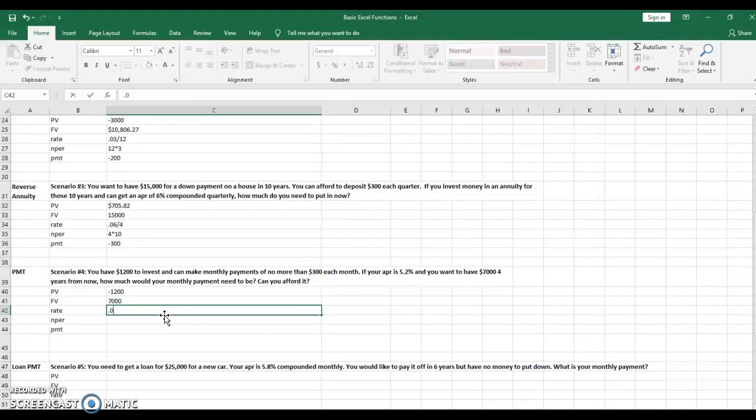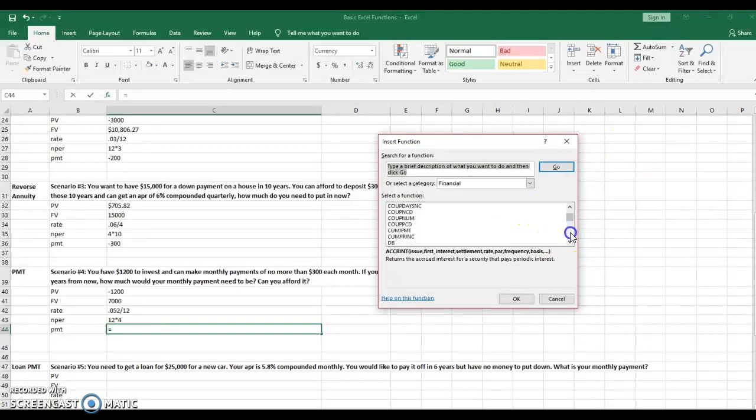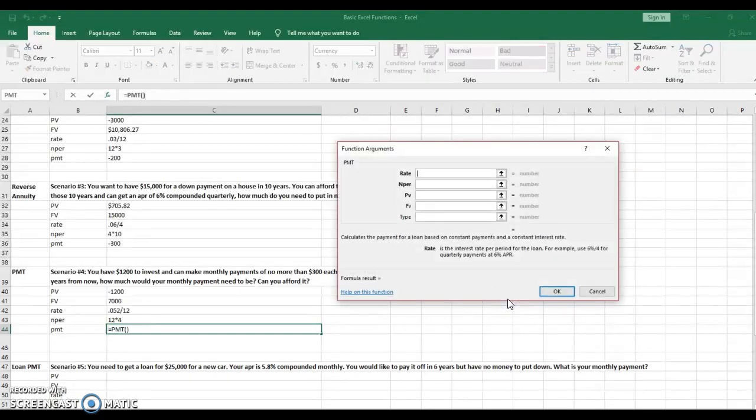Your rate is 0.052 divided by 12, because we're doing this monthly. So that means NPER is 12 times 4 years. And it's PMT that's blank. So I'm going to go find the formula called PMT. Come up here to your functions. Go all the way down to P. Find PMT. Say OK.